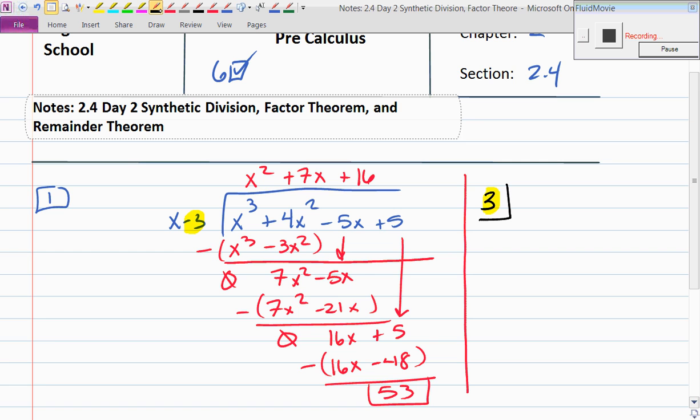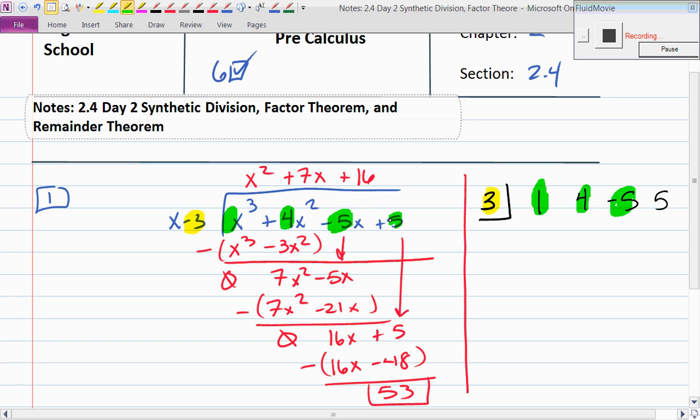All right. I'm going to write down some more numbers. I'm going to write down the number 1, the number 4, the number -5, and the number 5. Where did I get those from right there? Yes. They are the coefficients of my dividend, right? They are the coefficients of the dividend. Check it out. Everybody see that connection so far?